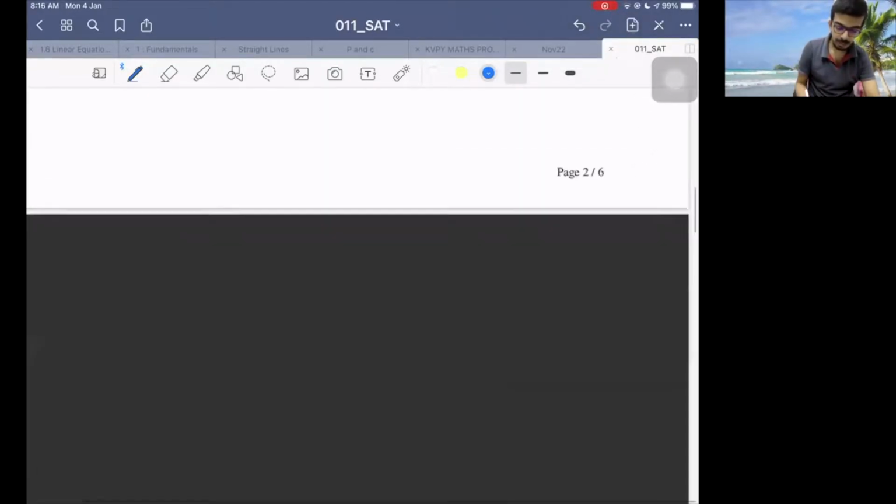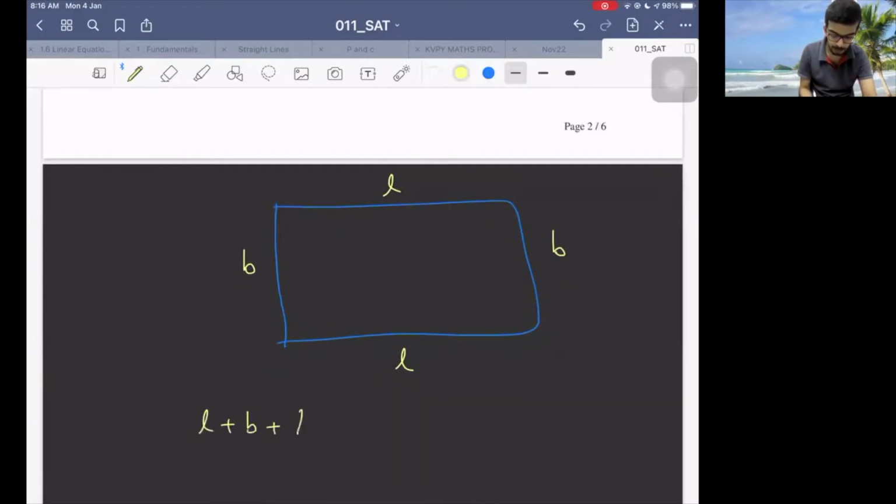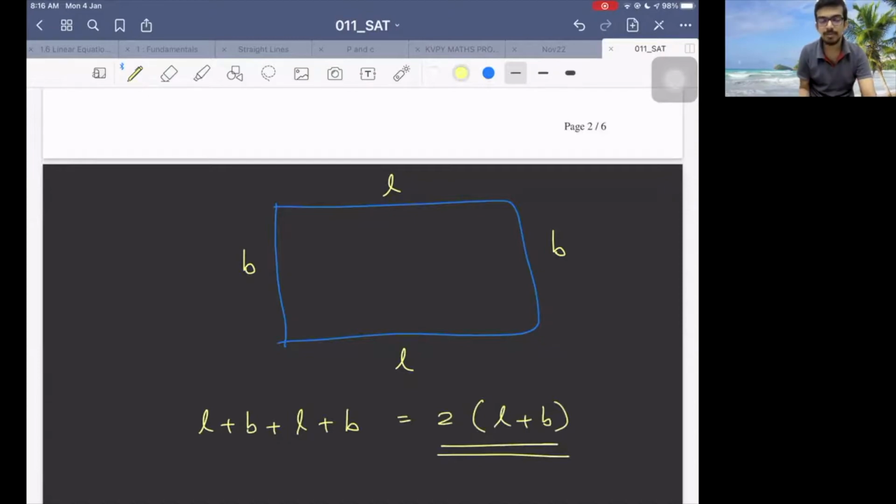See, for a rectangle, I hope we have already seen this. If this is its length, if this is its breadth, this is also L and this is also B. And the perimeter will be the sum of the lengths of all the sides, right? So you have L plus B plus L plus B, which is 2 times L plus B. Have you seen this expression for the perimeter of a rectangle?